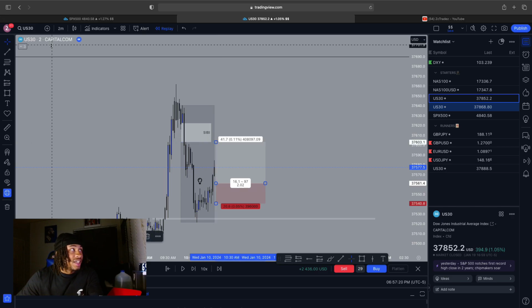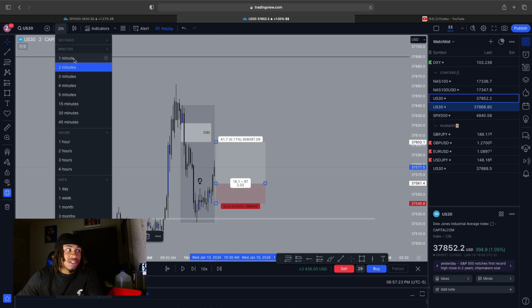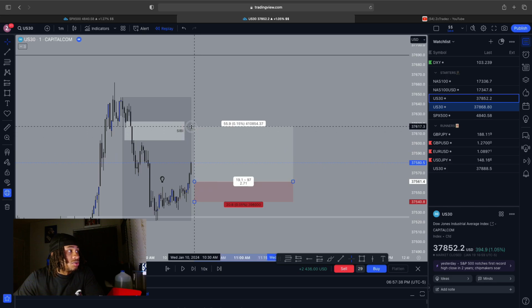That is one thing that I favor this strategy for, because if your setup doesn't work out, or your SIBI or BISI isn't tapped into and you get a market structure shift in the direction of that SIBI or BISI that wasn't touched, you can use that as a take profit. So let's just keep it simple and we'll just use this as a take profit.